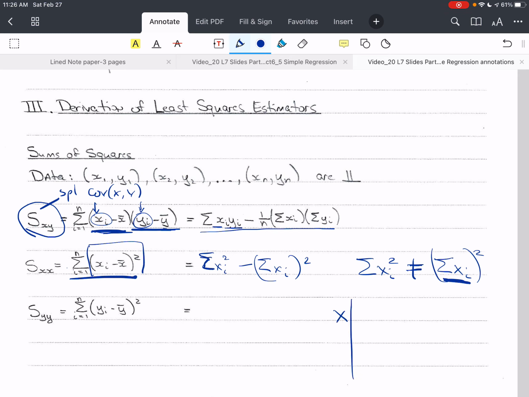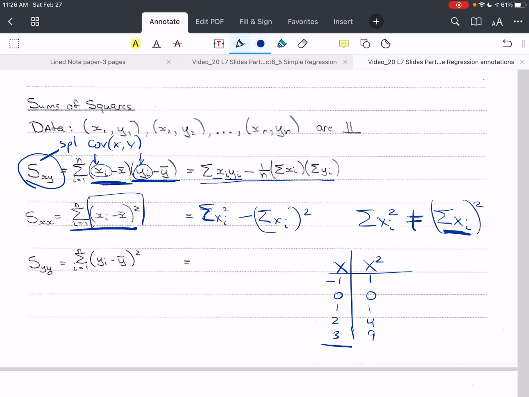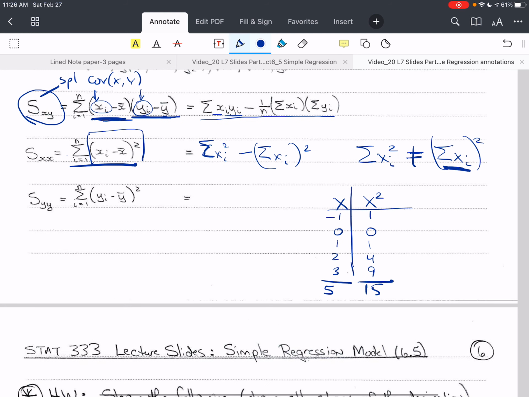So x squared, this is how you would do it. If you have negative 1, 0, 1, 2, 3, then you have to square that: 1, 0, 1, 4, 9. We add this up, we get 5. We add this up, we get 15. So this is the sum of xi. This is the sum of xi squared.